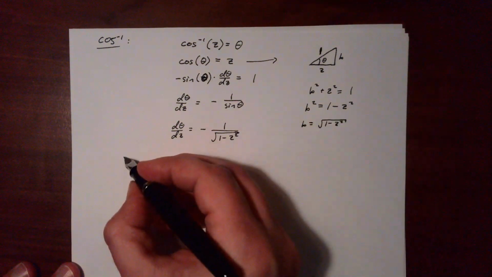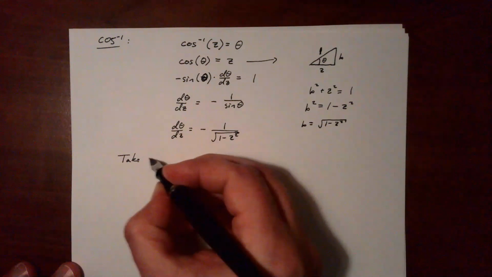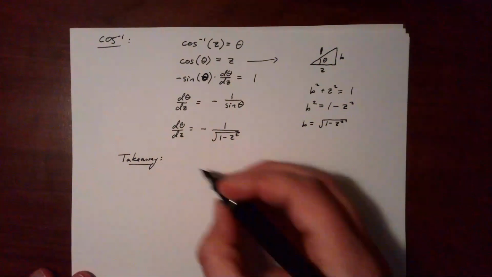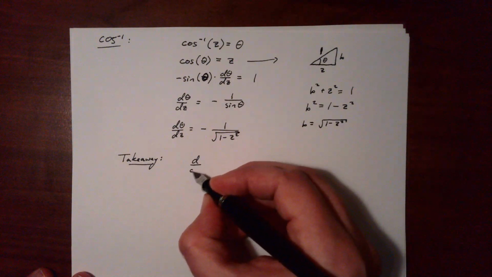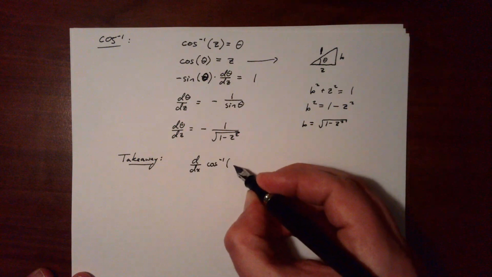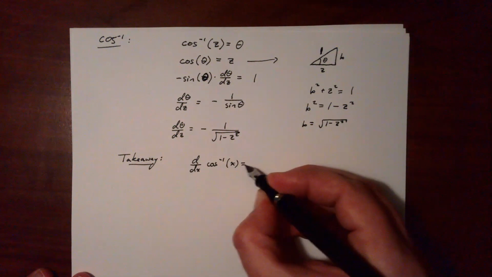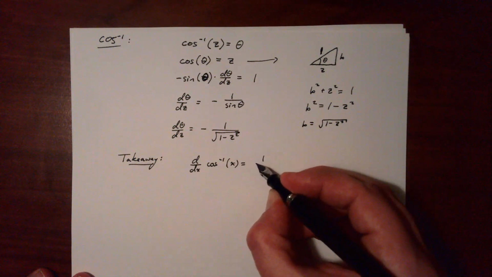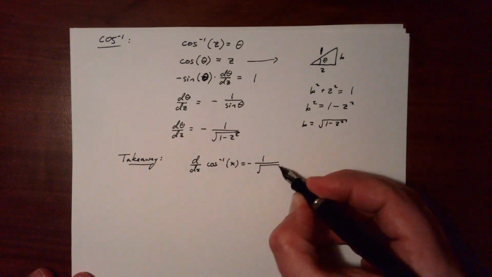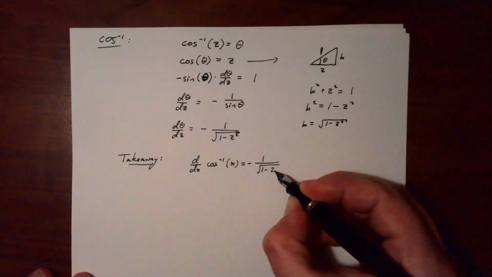So the takeaway here is the derivative with respect to x. Now again, we're just going to default to the generic input letter of x and just express our formula that way. It's going to be negative 1 over the square root of 1 minus x squared.